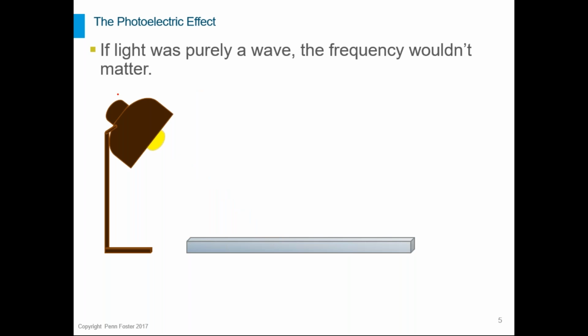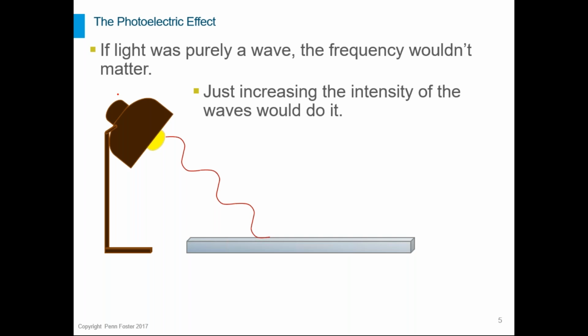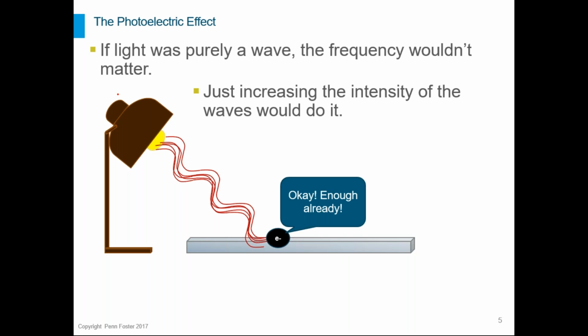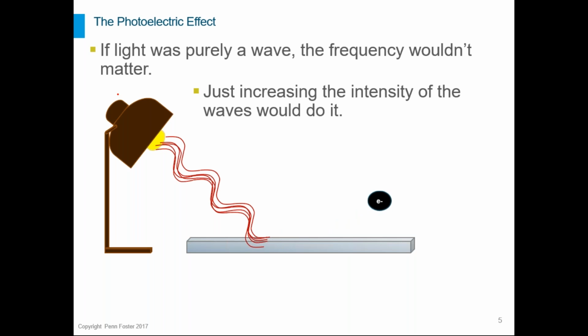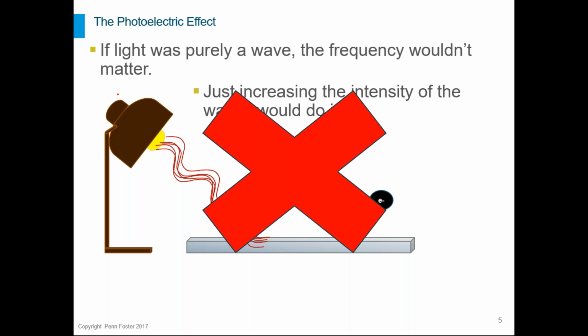Now, if light was purely a wave, the frequency wouldn't matter. If it got hit with a low frequency and there wasn't enough energy to make that electron eject, then we could just pile on more light waves. If we make the wave more intense and just add more and more and more energy, the electron will finally get enough energy to pop off of that metal. So that's what would happen if light was purely a wave, but that doesn't happen. We can't make this happen with low frequencies of light. It won't happen no matter how much we increase the intensity, the electron won't move.